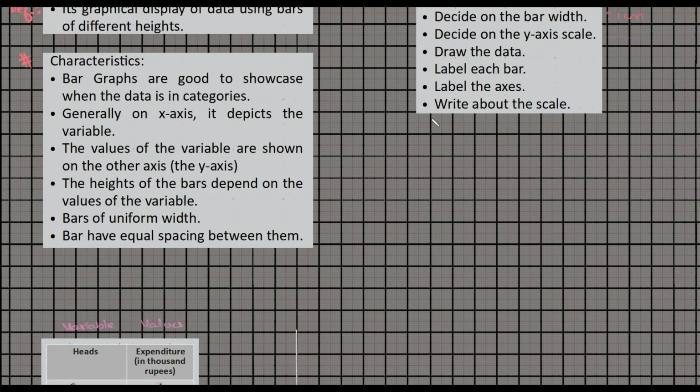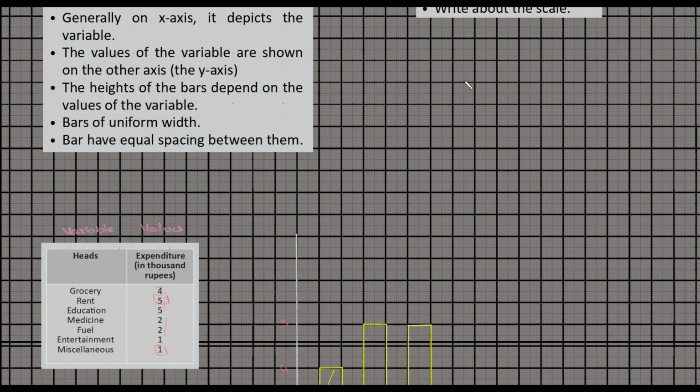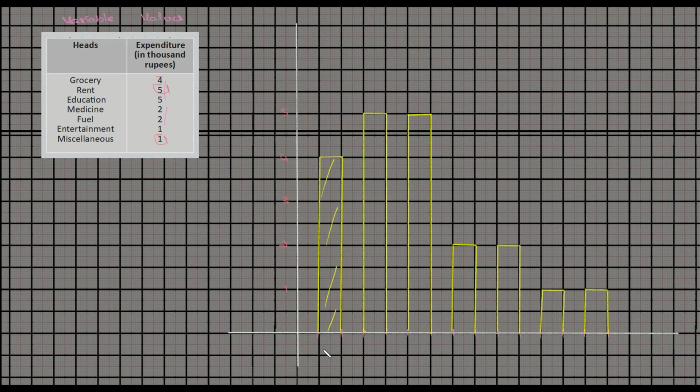Okay, so we draw on the data, then label each bar. That is, we have to write that, this bar is grocery, this bar is rent, this bar is education, this bar is medicine, this bar is fuel, entertainment, and miscellaneous. To make the bars pop out, you can just put few lines. Don't shade it too much. You can make designs in this bar, but all that is not advisable. Just a decent small design like this, that's good enough.